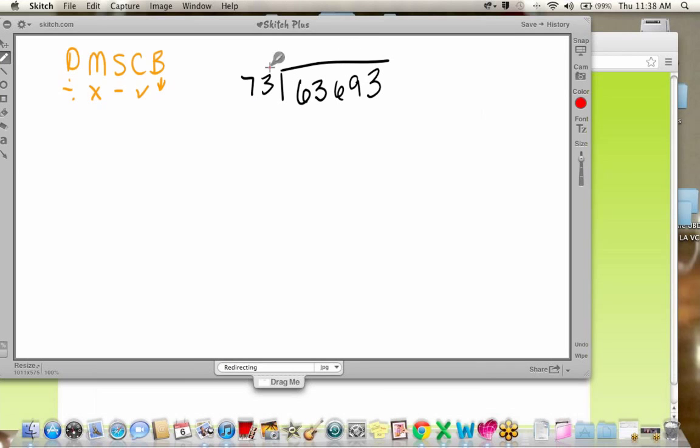To figure out in your head how many groups of 73 would fit into 636, I'm just going to estimate. I'm going to pretend that this is 100, and I'm going to call this 600. So about how many groups of 100 would fit in 600? 6. So 6 might be a good number to start with. Do you agree? Okay. Now watch how I'm going to make this a little bit easier than doing 6 times 73. I'm going to do 6 times 3 first, and then I'm going to do 6 times 7 second.